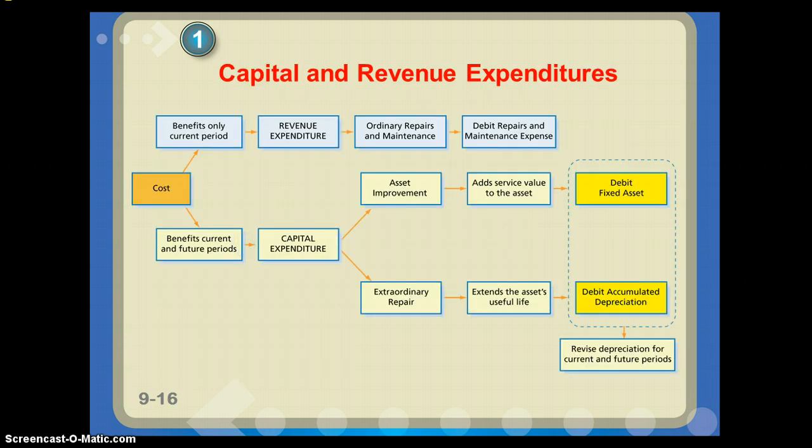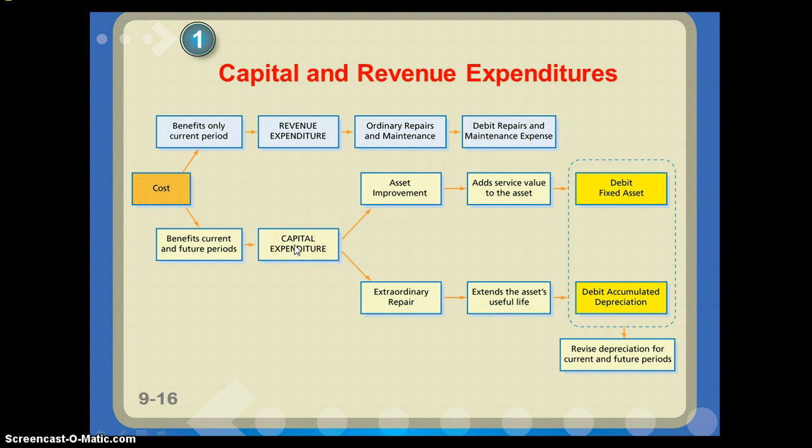So here is another good graphic about costs and deciding whether capital or revenue expenditures. First, we look at the cost and we decide, is it going to benefit only the current period or this and future periods? Current period is a revenue expenditure. This and future periods is a capital expenditure. Okay, let's look at the revenue expenditure route. Revenue expenditure, is it ordinary repairs and maintenance? Then we debit repairs and maintenance expense.